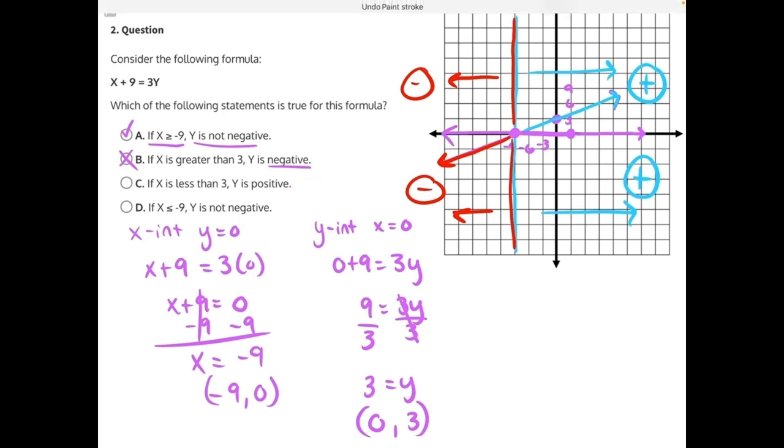And D, if x is less than or equal to negative 9, y is not negative. Well, this is negative 9 right here, and less than puts us completely in the negative territory, making D incorrect. A is our correct answer.